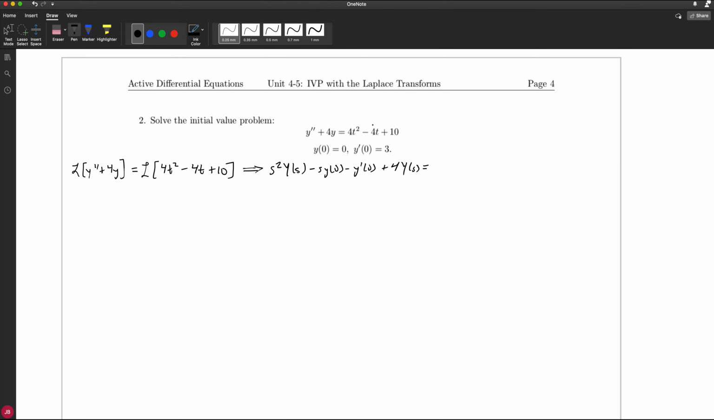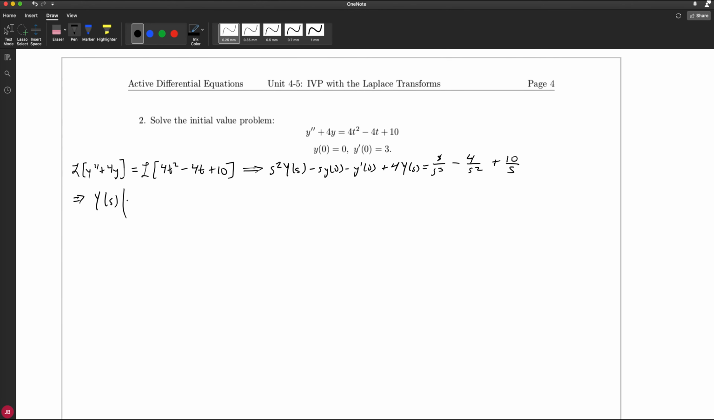And then on the right-hand side, the Laplace transform of 4t squared. Well, we look at the chart and we see the Laplace transform of t squared is 2 over s cubed. So we need 4 times that, so we get 8 over s cubed, right? Minus, and now the Laplace transform of t is just 1 over s squared, so we get 4 over s squared, right? And now the Laplace transform of a constant is just that constant divided by s. All right, so let's see here.